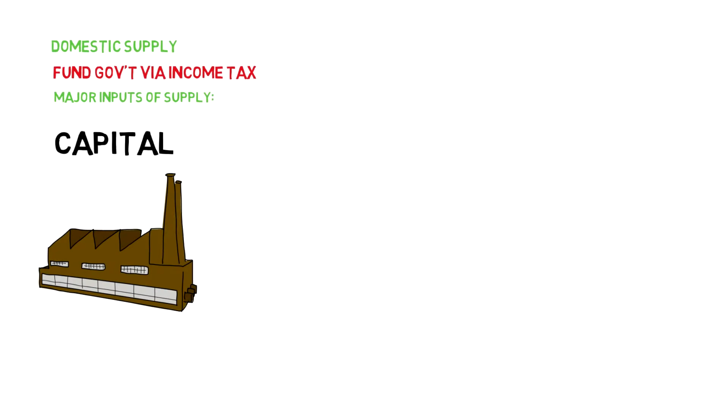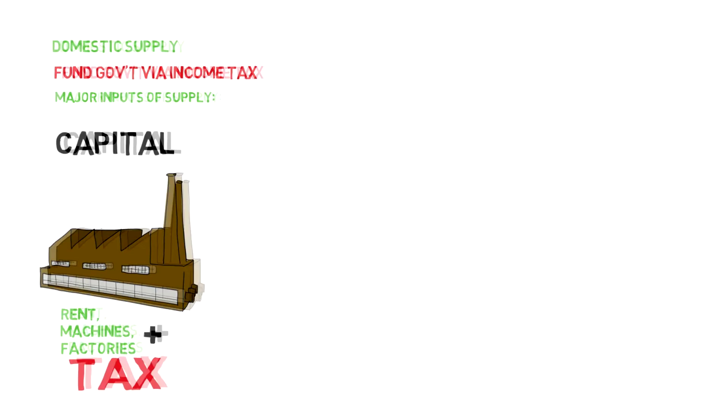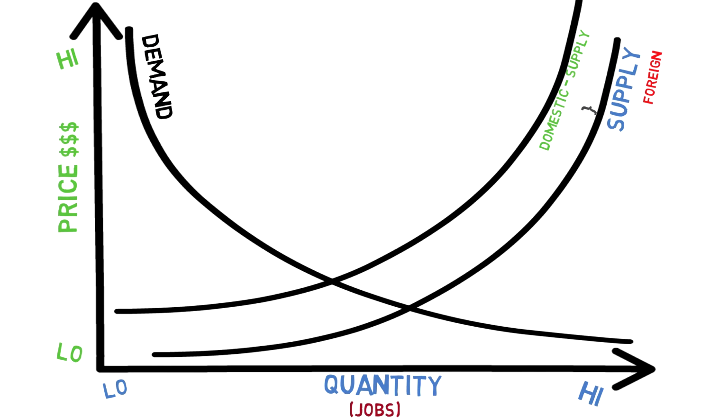Domestic supply has a natural gap between us and foreign suppliers, predominantly made up of wage rates and government regulation, offset by automation and entrepreneurism. Domestic supply, we fund the government via an income tax. The major inputs of supply are all taxed. For example, capital, which refers to rent, factories, and machinery, are also taxed for those that provide the services. This embedded tax forces out the supply curve, making it less competitive for domestic suppliers.